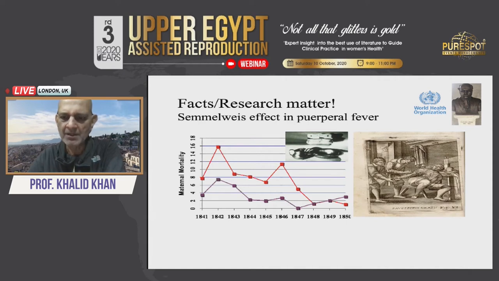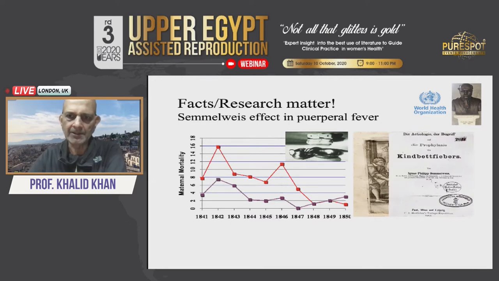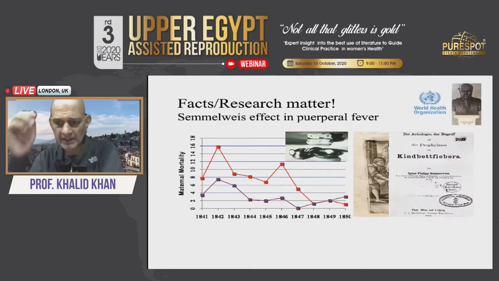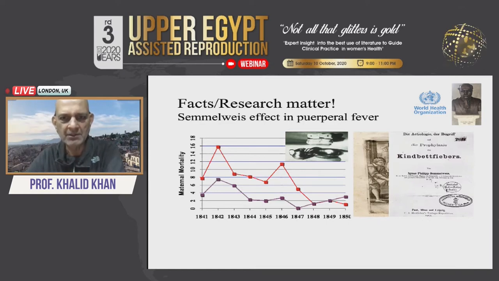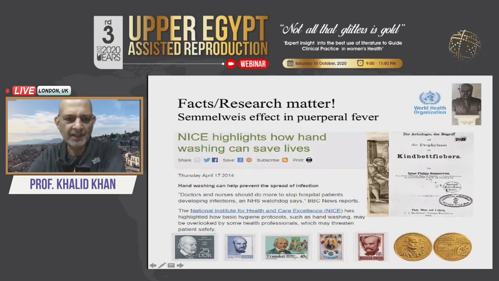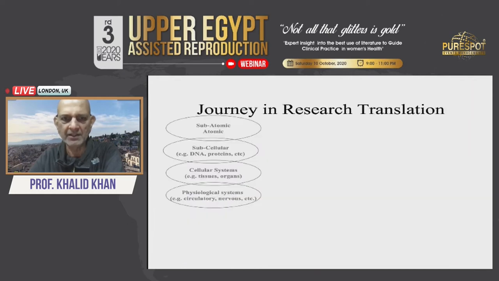But at that time, his ideas were not believed, and he was consigned to a mental asylum where he subsequently died. But today, his name is celebrated through many commemorative stamps and coins. And in the UK, the National Institute of Health recommends hand washing to prevent spread of infection. We, I think, are all aware of the importance of hand washing in the coronavirus pandemic. As I observe daily, it's being put to use.